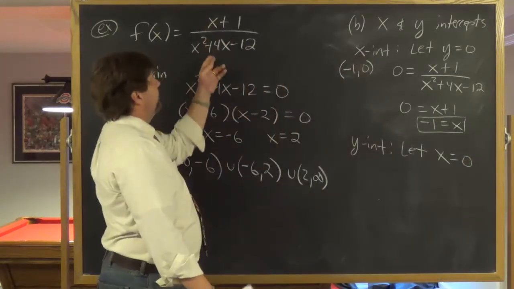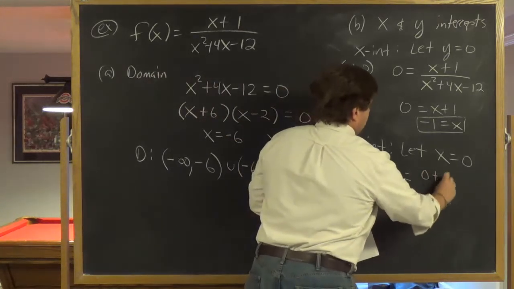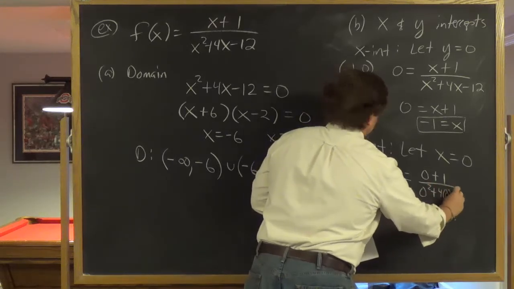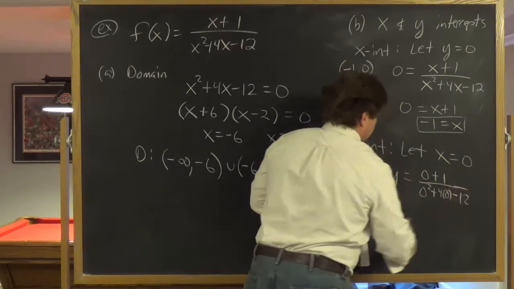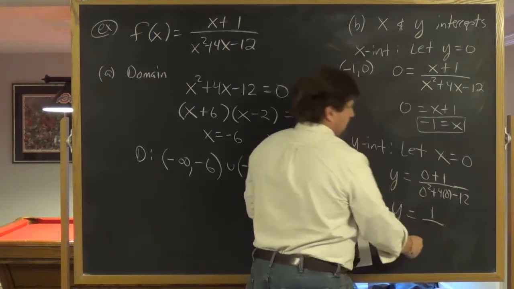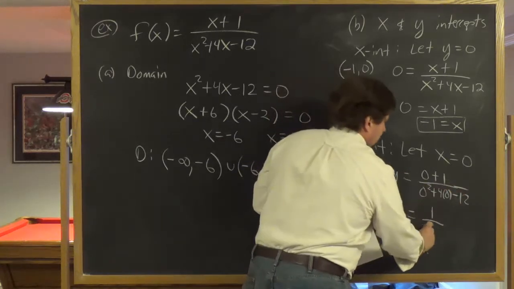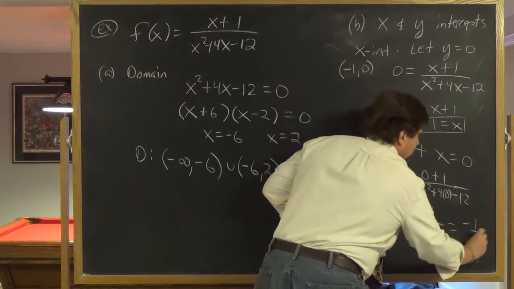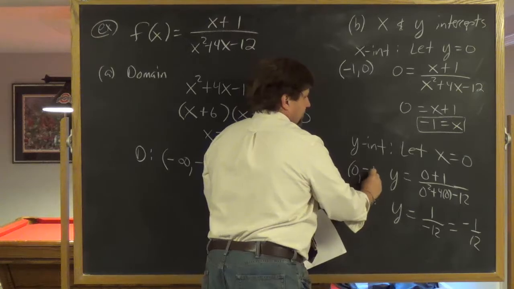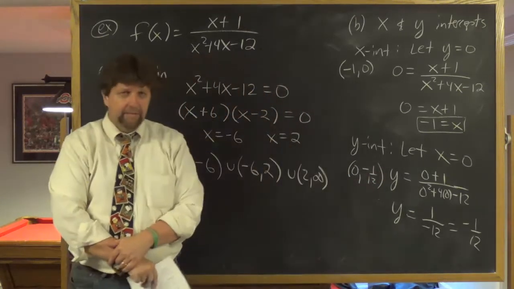So put 0 in for the x's, and you'll get 0 plus 1 over 0 squared plus 4 times 0 minus 12. 0 plus 1, well, that's 1. 0 squared is 0, 4 times 0 is 0. 0 plus 0 minus 12 is negative 12. So the y-intercept is negative 1/12. So the y-intercept occurs at the point 0, negative 1/12.